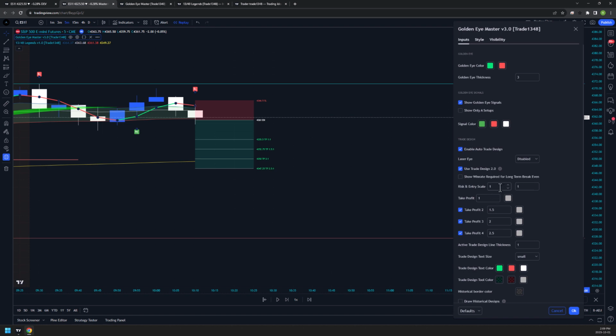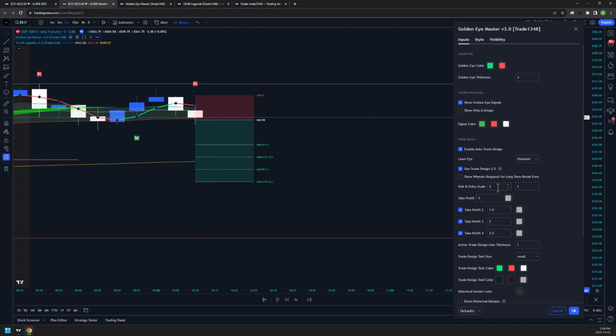Then same thing for the risk. If you're finding that the risk is too tight and you want a little bit more breathing room, then you can increase this number. Right, so this will just raise the risk, and it will also raise your take profits, because your take profit is dependent on your risk, right? So it's going to increase the risk.